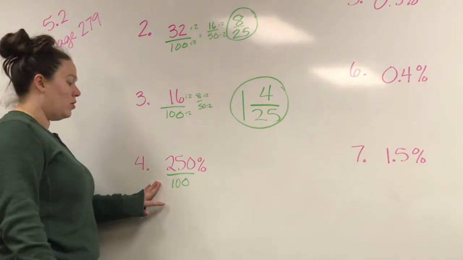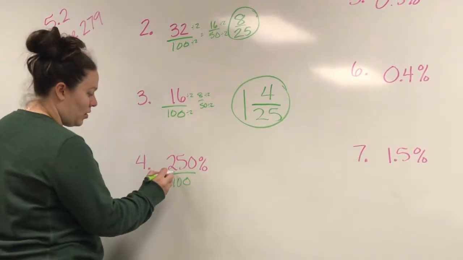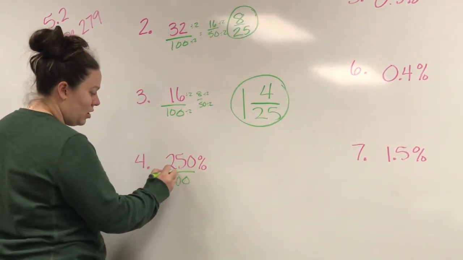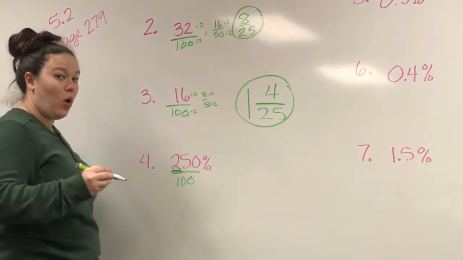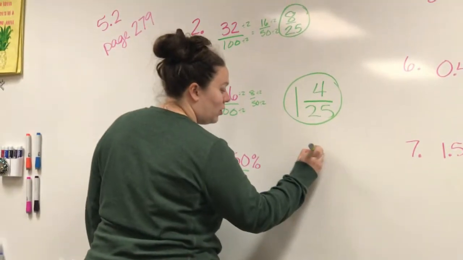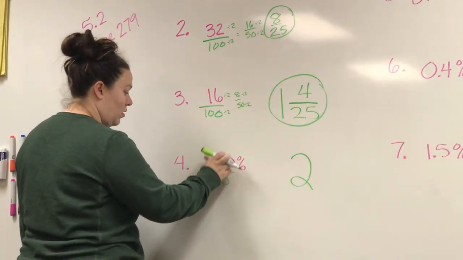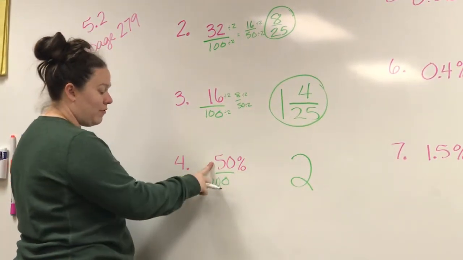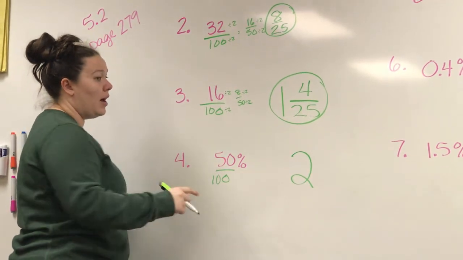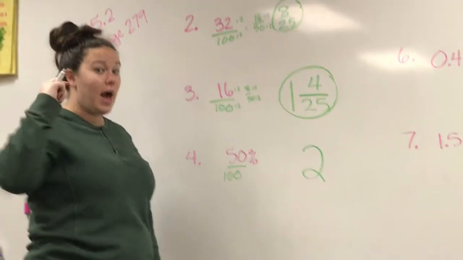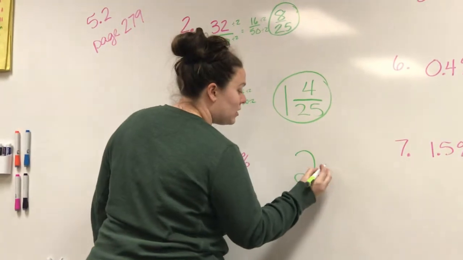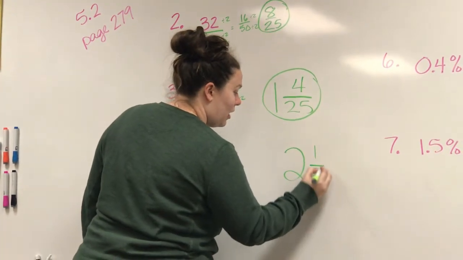Okay? Over here, again, we have something over 100. So I'm going to make that my whole number of 2. Then I can get rid of it. So now I have 50 over 100. I know that 50 is half of 100. So it's going to be 2 and a half.